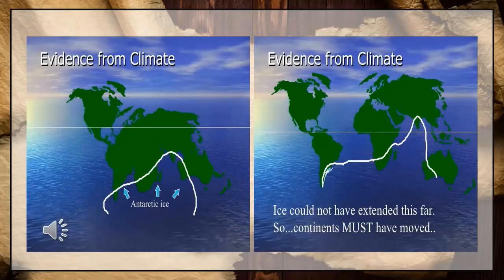Did you know that India was once in the southern hemisphere connected to Antarctica? Did you know that North America was once surrounded by warm tropical seas? Did you know that Africa was once covered by glaciers, which were kilometers in thickness? And did you know that the Sahara Desert was once a tropical rainforest?